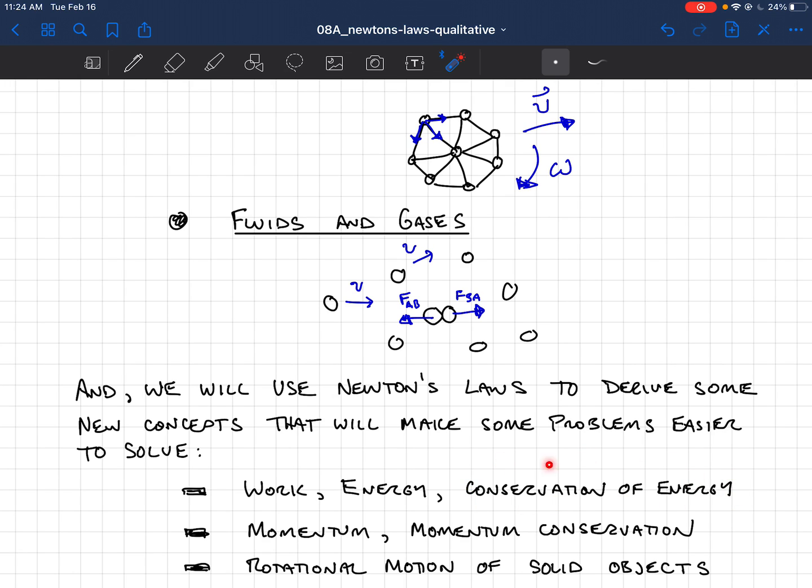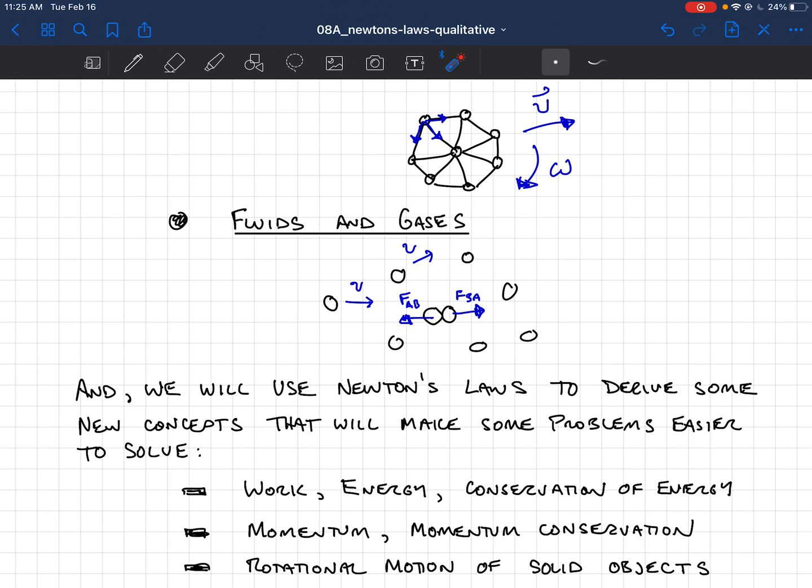You might have heard of the concept of conservation of energy. In physics, it's a very important concept. Another thing that we can develop is something called momentum, the momentum of particles, and that leads to a way of describing collisions between particles called the conservation of momentum. And then, as I mentioned above, we can talk about solid objects and their rotation. So we'll spend a week or so talking about the rotation of objects. But again, it all comes out of Newton's laws.